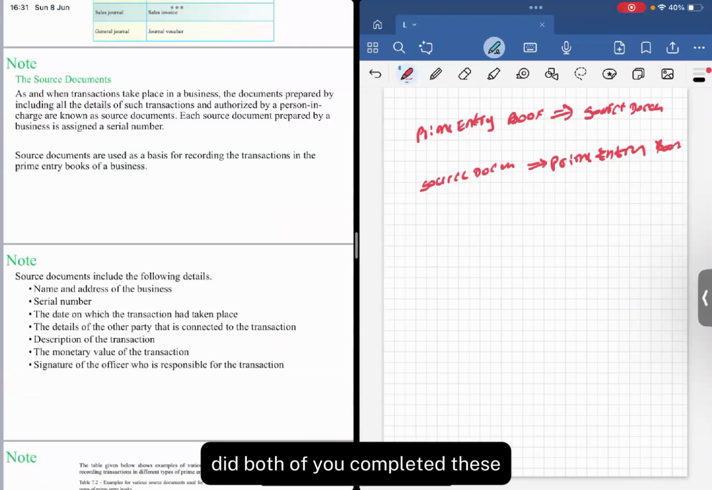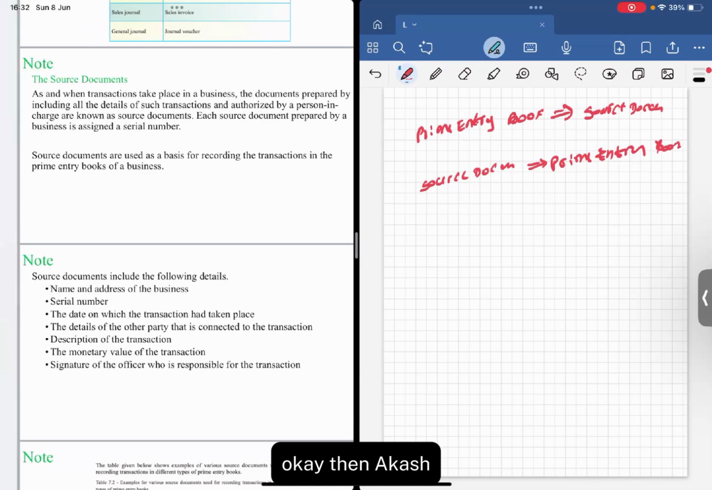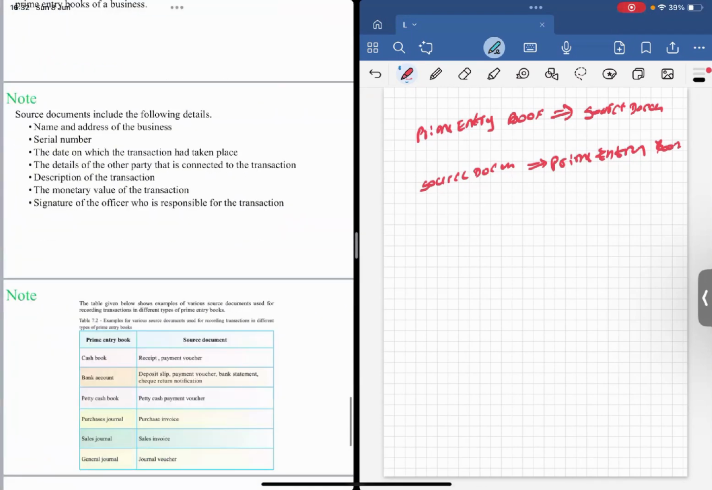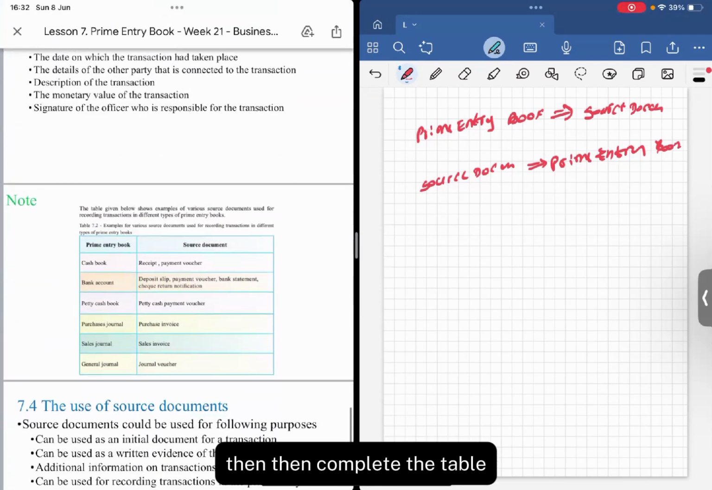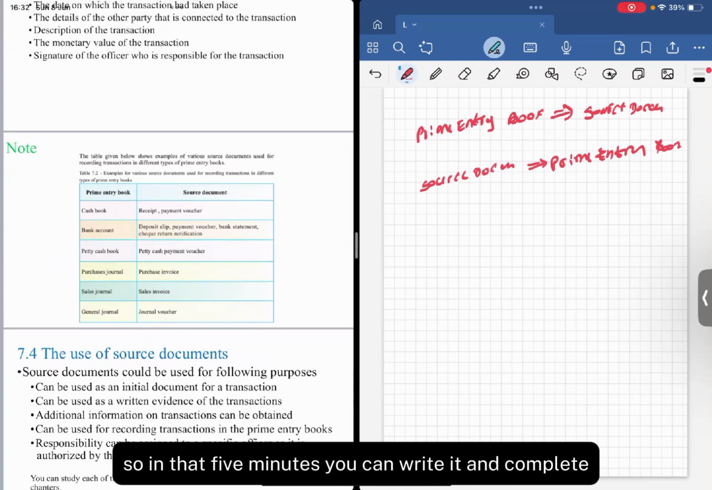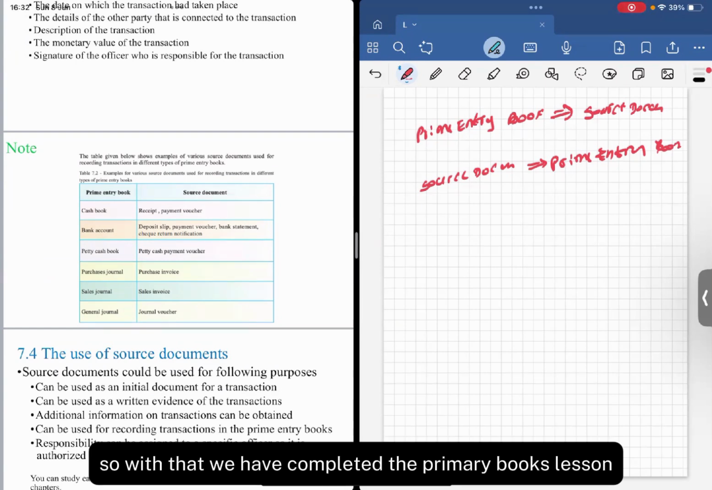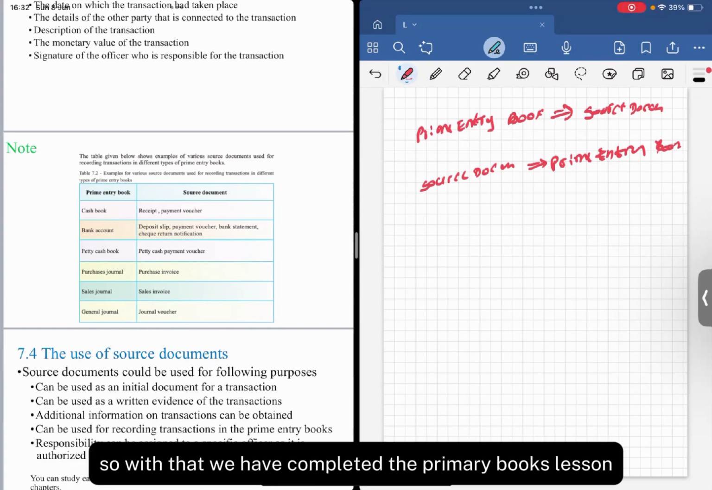Did both of you complete these two slides? Vinodi, did you complete these two slides? Yes, sir. Okay. Then Akash, did you complete the two slides? Yes, sir. I'm currently on the table. Okay. Then complete the table. We have about 5 minutes, so in that time you can write it and complete. So with that, we have completed the prime entry books lesson.